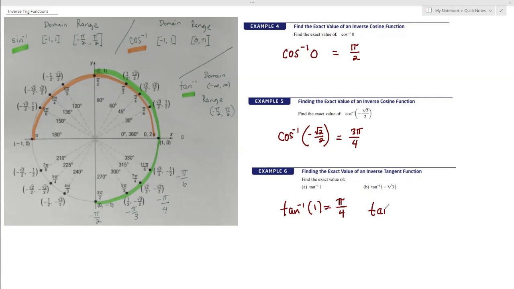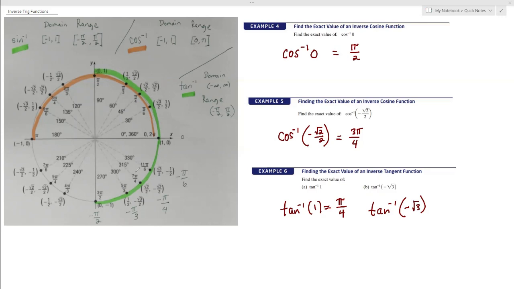Tangent inverse, negative square root of 3. Okay, so remember we have to divide y by x to find a tangent. So we're looking for a y divided by x that's going to be exactly negative square root of 3.